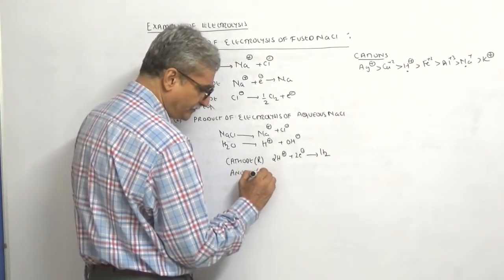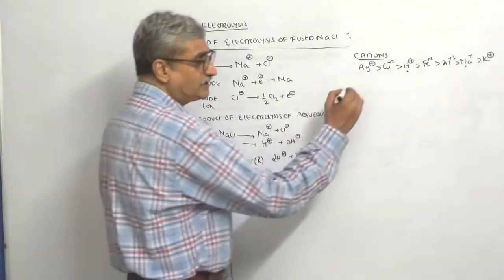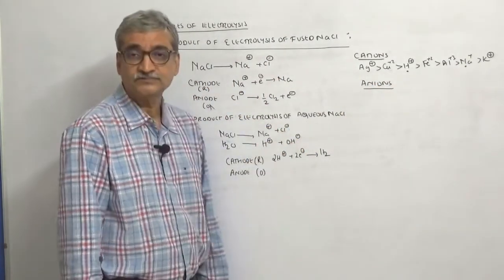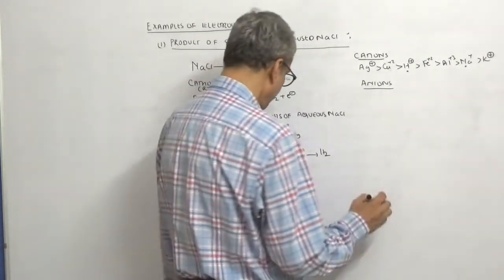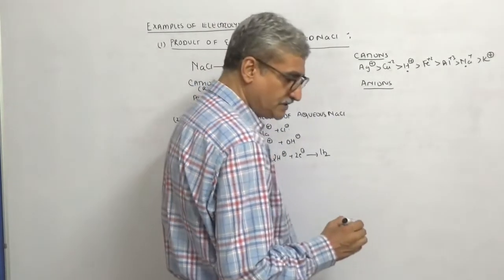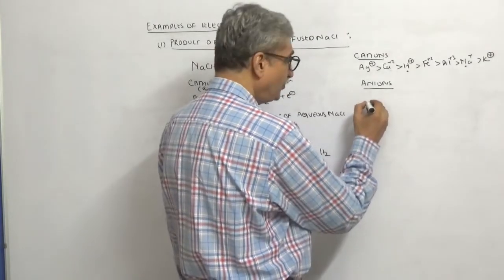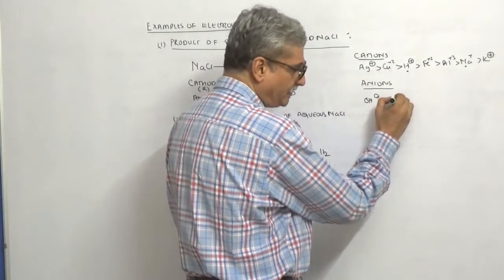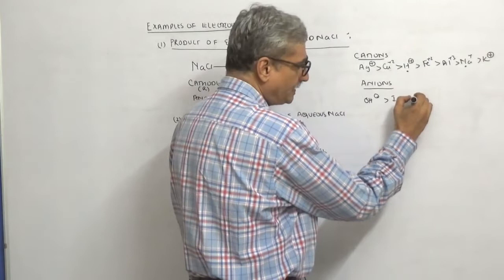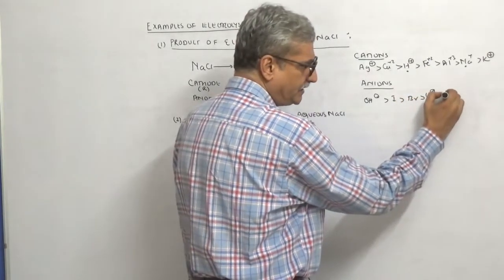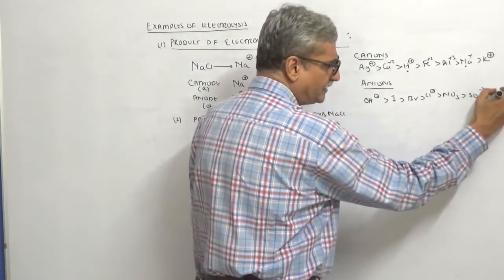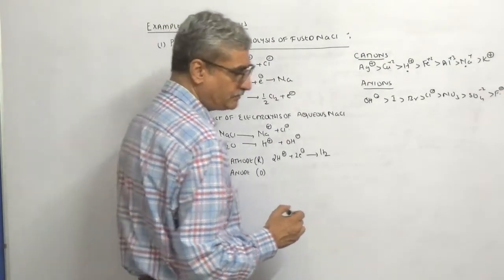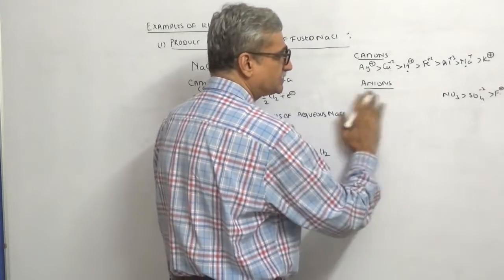Once again, at the anode, oxidation, now you have a problem. For the anions, what is the series that we have? Here you have two anions, chloride and hydroxyl. When you look at the series, you will find OH minus greater than iodide greater than Br minus greater than Cl minus greater than NO3 greater than sulfate greater than fluoride. Here, between OH and chloride, no, it should be the reverse: it will be halide greater than OH greater than nitrate.